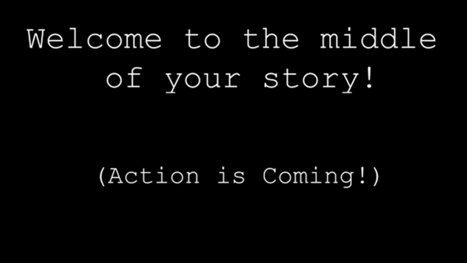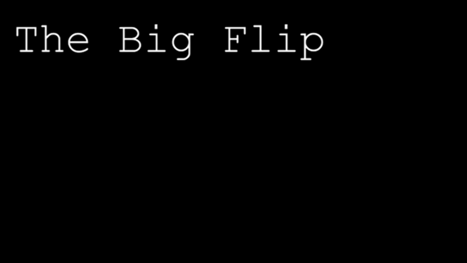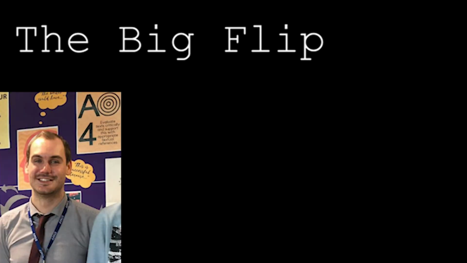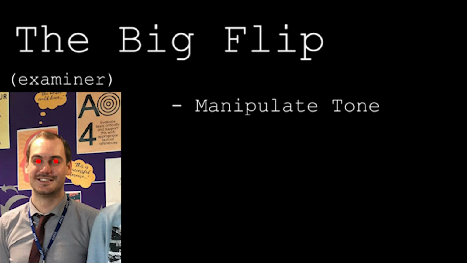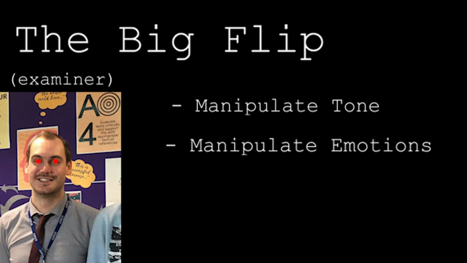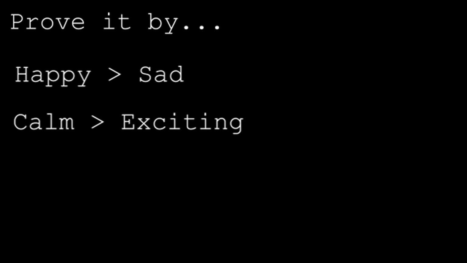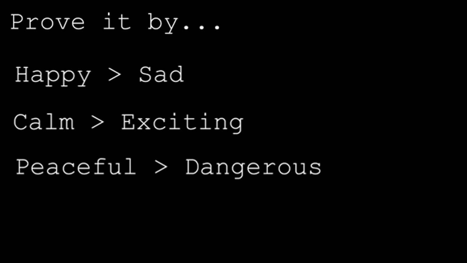We've now reached the middle of the story. This is often called the big flip. It's when things start to change for the characters in the story. Now the examiner, they're paying a lot of attention at this point. They need to see that you're able to manipulate the tone and emotion of this piece and pull off the big flip in a really meaningful way. And the best way you can prove you can do this is to make a happy story turn sad, a calm story turn exciting, or a peaceful story turn dangerous.